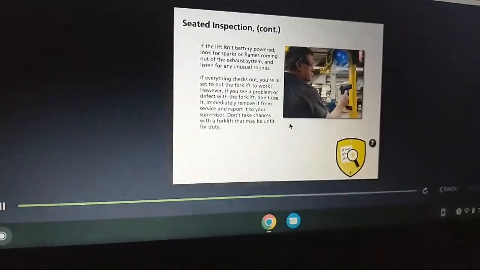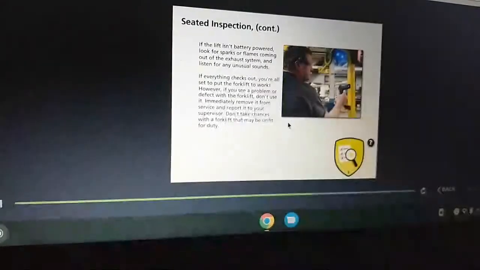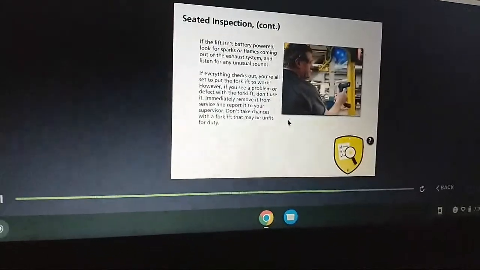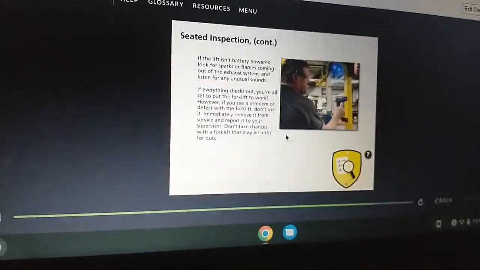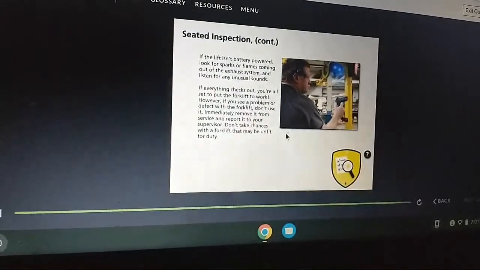However, if you see a problem or defect with the forklift, don't use it. Immediately remove it from service and report it to your supervisor. Don't take chances with a forklift that may be unfit for duty.